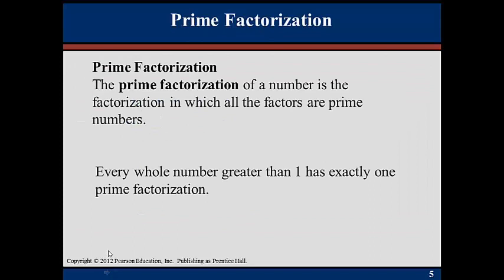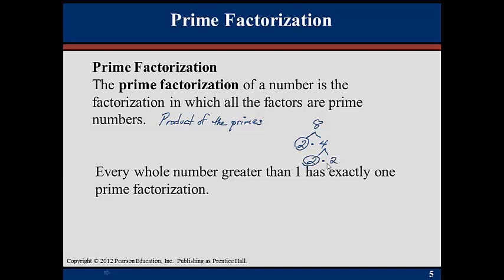Now, prime factorization is the factorization in which all factors are prime numbers. So you're going to take a number and break it all the way down to the product of its primes. So for example, if we did 8, well, the whole number 8 can be broken down into 2 times 4. 2 is a prime number, so I'm going to circle it to remind myself that it's prime. And then I need to break down the 4. 4 can be broken down by doing 2 times 2.